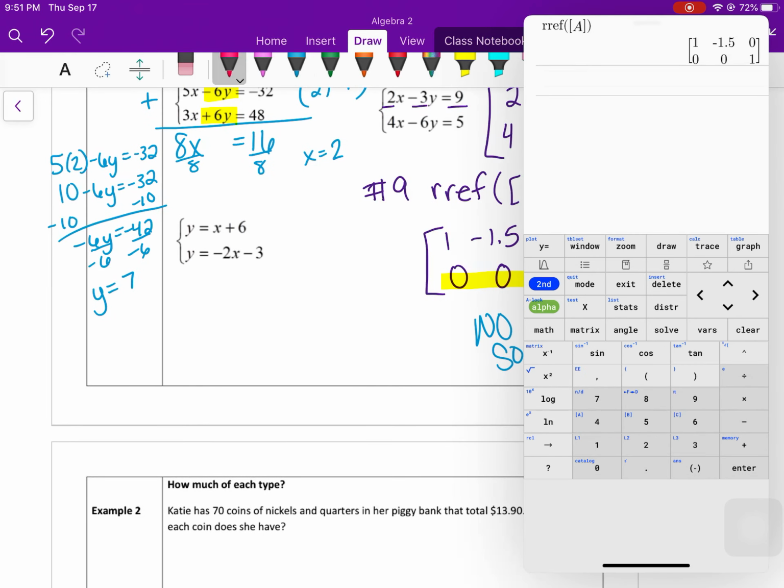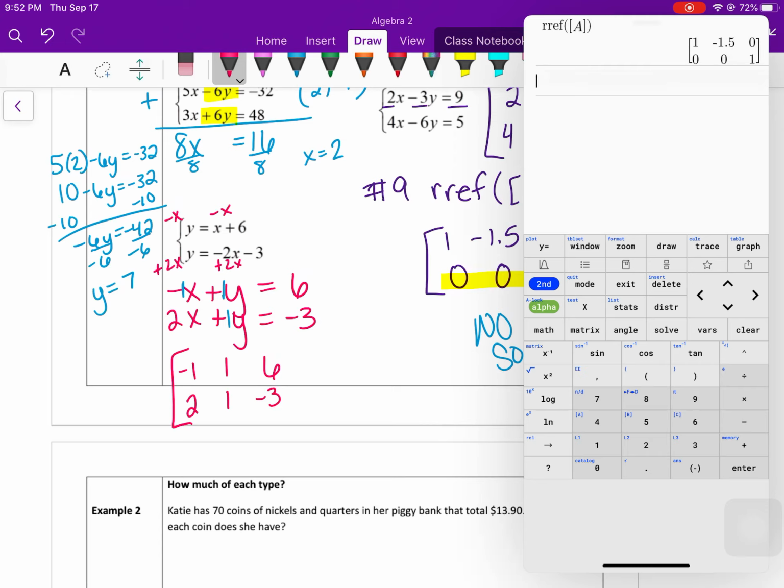Let's try another one. First you have to line these up. I want it to be x, y, and then equals. In the first one, you're going to have to subtract the x over here so that it's -x plus y equals 6. And then move the 2x over by adding it so that it'll be positive 2x plus y equals -3. Then you can set up the matrices. Remember, these have coefficients of 1 if they have no number in front of the variable. So on the top, the coefficients are -1, 1, and then 6. And then the bottom row would be 2, 1, and then -3.